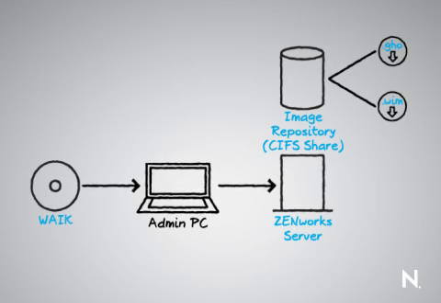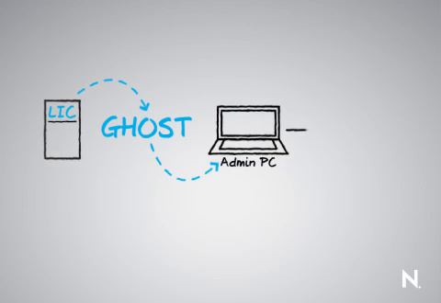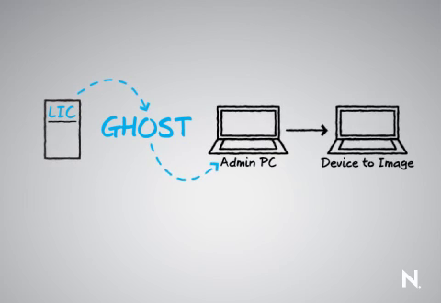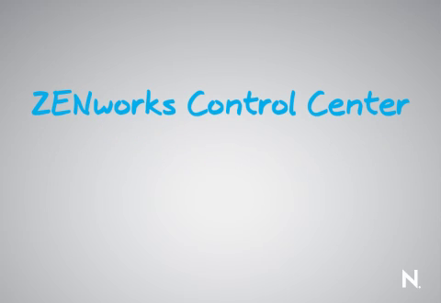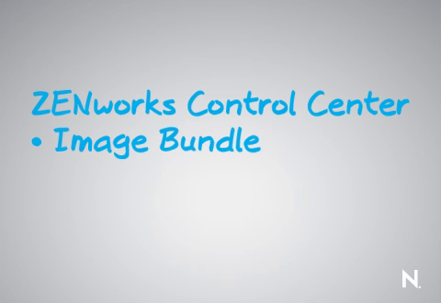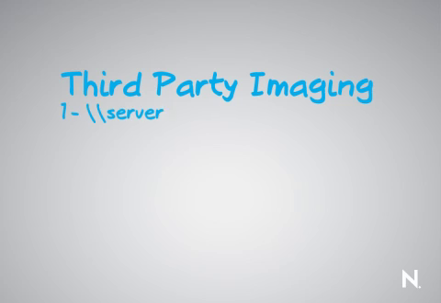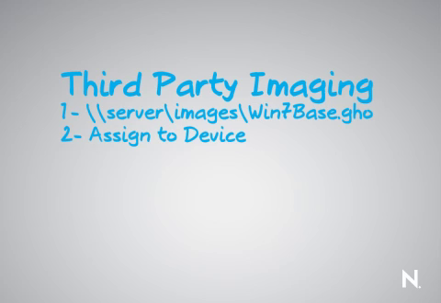In order to use Ghost, you must have a license for the Symantec Ghost product, and you must upload Ghost32 from the admin machine as well. Once you have those pieces in place, you would use ZenWorks Control Center just like you do for any other imaging to create an image bundle, but when creating the image bundle, rather than using ZMG imaging, you would select to use third-party imaging. You would specify the UNC path to the WIM file or the Ghost file that you want to bring down, and then you would assign it to the device and tell the device to PXE boot.